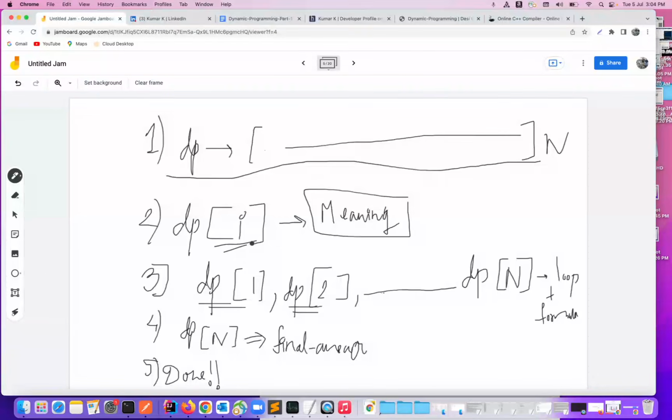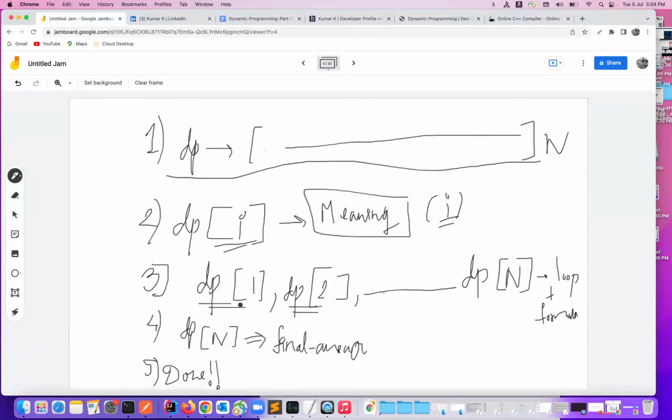The meaning of DP of i is the best answer to the question if the size of the array was only i. Always remember this thing: the meaning of DP of i is the best answer to the question if the size of the array in the question was just i.